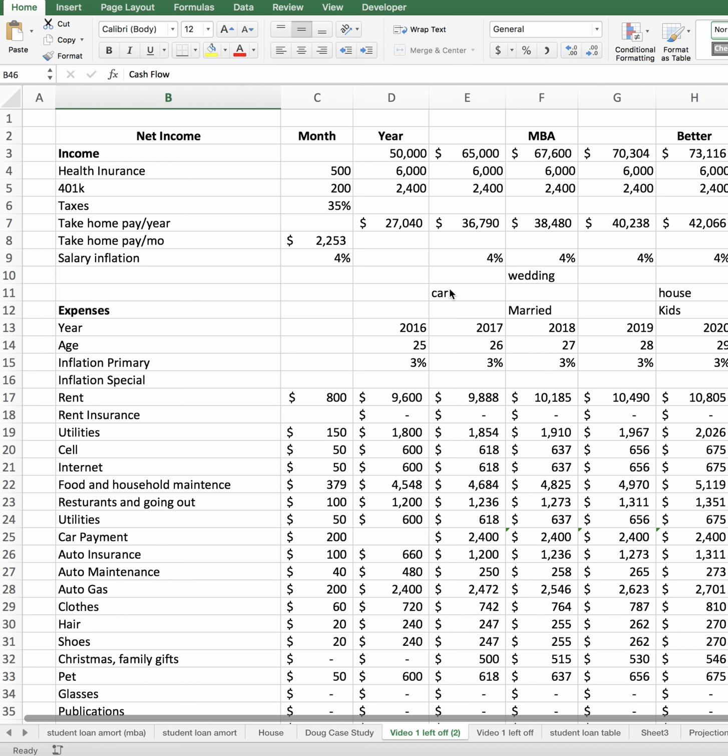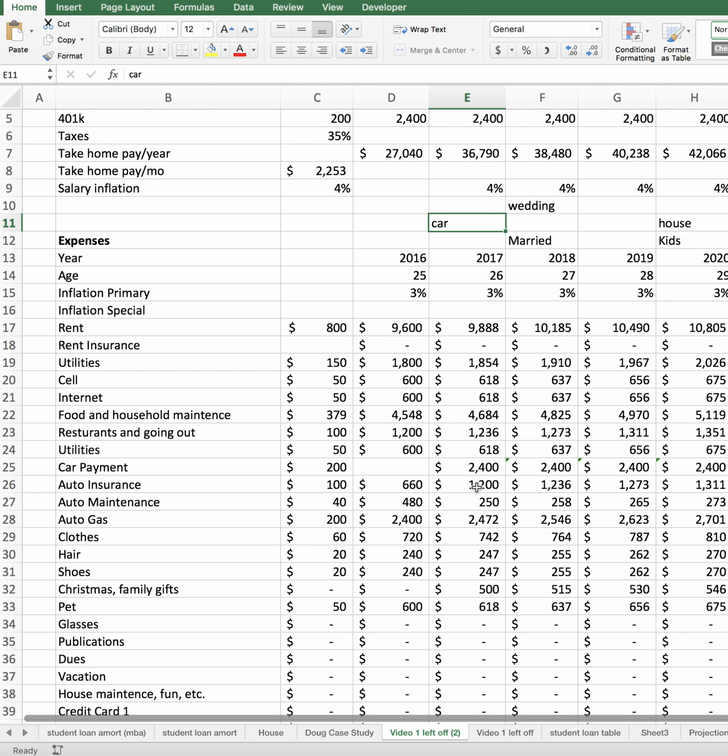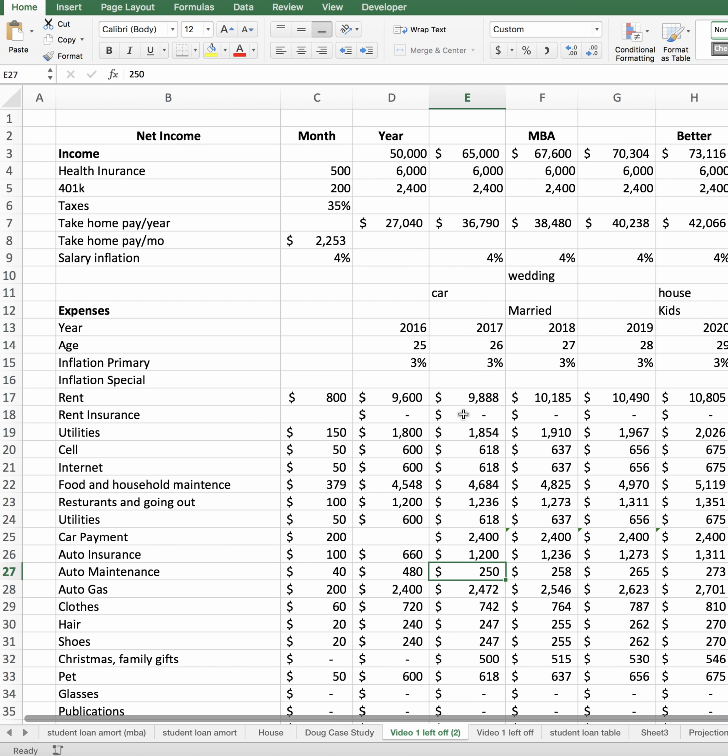Okay, we've got our spreadsheet here. We're now looking past the car. We've put that in there. We've got a car payment here of $2,400 and $1,200 additional insurance on the car. We've cut maintenance down a little bit because it's a new car. So that's fine. Now we've got this wedding and married thing going on, and those are big expenses.